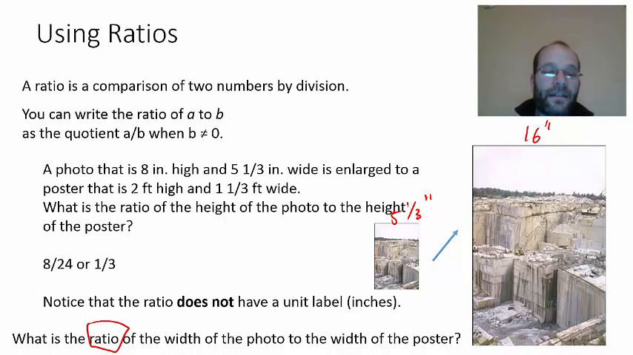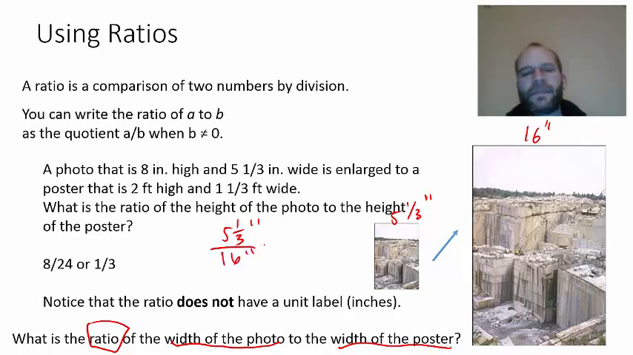So we know that the width of the photo comes first. So we put that in the numerator. And then, that's inches. And then the width of the poster comes second, 16 inches. All right, this one's a little bit more difficult. In order to clean some of this up, let's look at the unit analysis first. We have inches in the numerator and inches in the denominator, so those cancel. We can get rid of those.